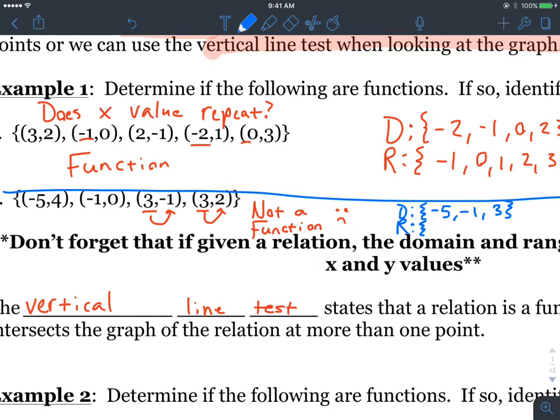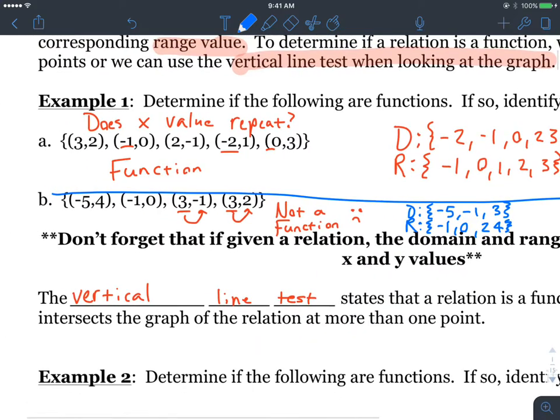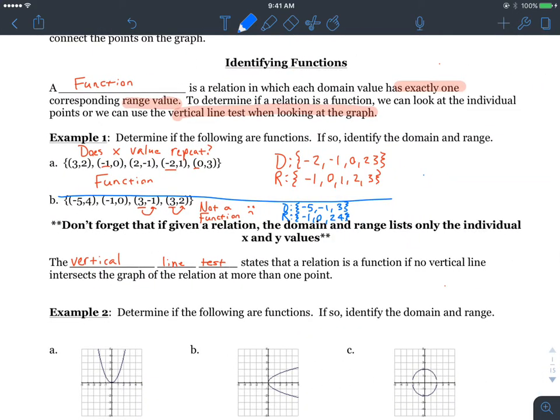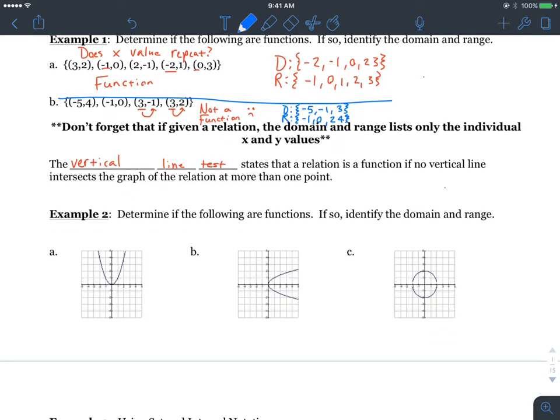Next here for the range, it looks like the smallest is -1, so we'll go -1, 0, I guess 2 and 4, and then put your little fancy brackets. I know that looks kind of bad there, but that's okay. Don't forget that if given a relation, the domain and range list only the individual x and y values.